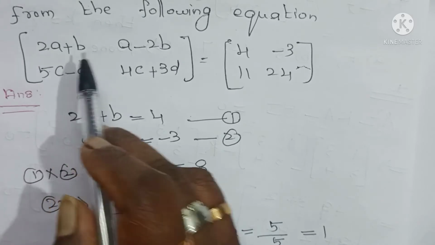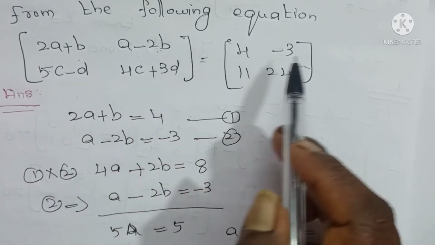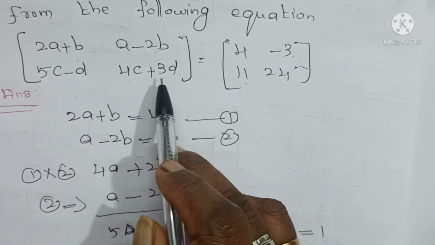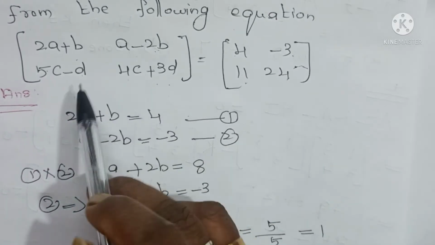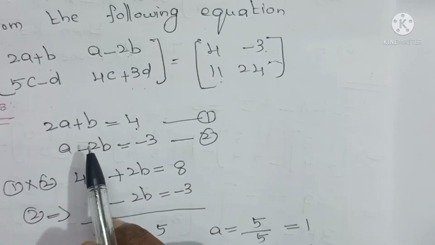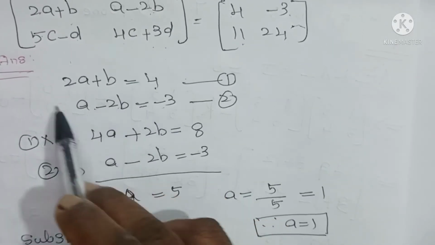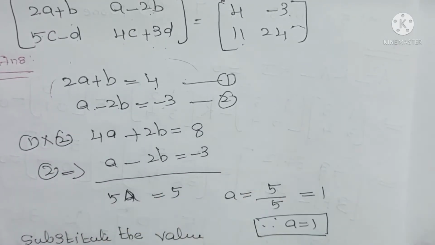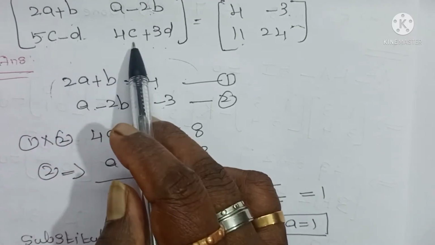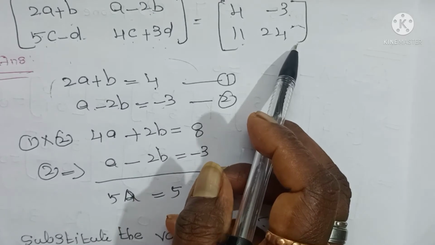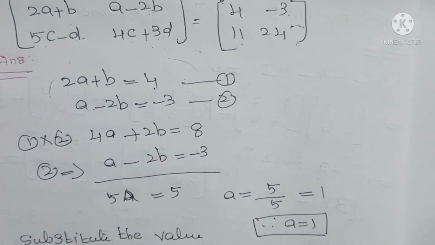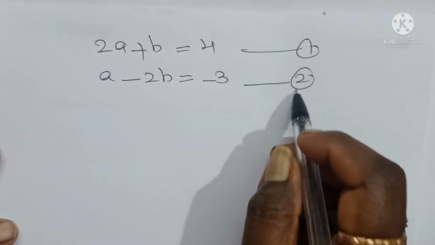So 2A plus B is equal to 4, A minus 2B is equal to minus 3, 5C minus D is equal to 11, 4C plus 3D is equal to 24. First, use the first two equations, 2A plus B is equal to 4 and A minus 2B is equal to minus 3. From these two equations you can find A and B. Then take the other two equations, 5C minus D is equal to 11 and 4C plus 3D is equal to 24. From that you can find the values of C and D.